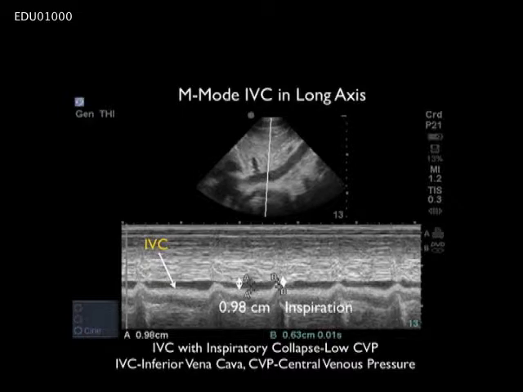We can again put M-mode ultrasound over the IVC to further graphically determine the general size and respiratory dynamics of the IVC. And we can see that this is a smaller IVC that measures 0.98 at expiration and that almost completely closes, in fact does close during inspiration, demonstrating a low CVP, less than 10 centimeters of water.